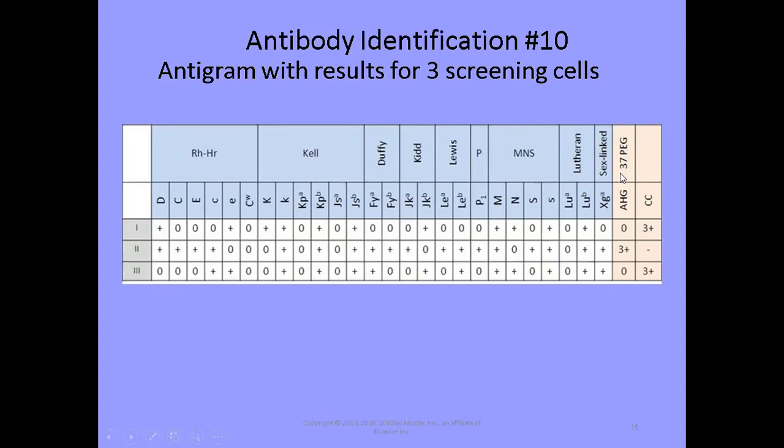So they skipped immediate spin, and they basically just have an AHG phase here. They incubated at 37 with PEG and moved right on to AHG and recorded their results here. And so we can see with this person that they did not react with screening cell 1. They got a negative reaction, so they went on and did the check cells just to make sure that they added the AHG and the AHG was functioning and the wash step was done appropriately, all that good stuff. And we can see, though, the patient reacted 3+ with screening cell 2, and once again, no reaction with screening cell 3. So we can look at this example and say, let me find my pen.